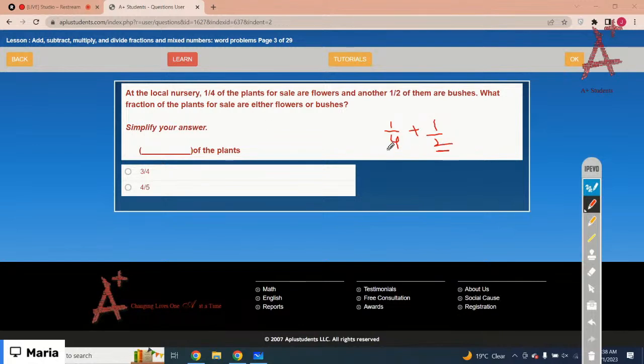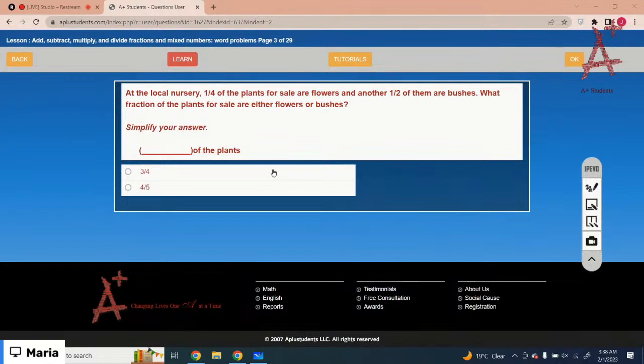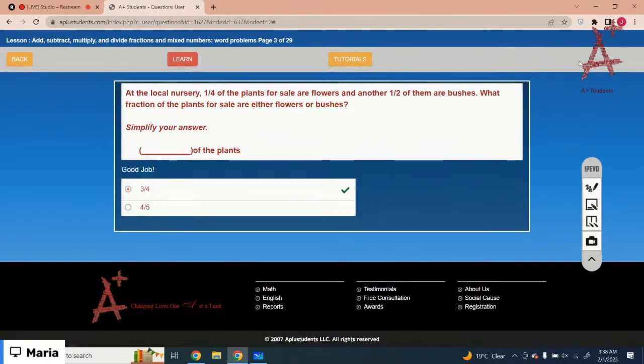Okay, you have to make their denominators the same. The greater denominator is 4, so you have to make the smaller denominator equal to 4. 2 times 2 is 4, so you have to multiply this fraction by 2. It would be 2 times 1 is 2 and 2 times 2 is 4. See, now they have the same denominators. Just add their numerators. 1 plus 2 is 3 over 4. So the correct option is 3 over 4. Just select the correct option, then click on the OK button.